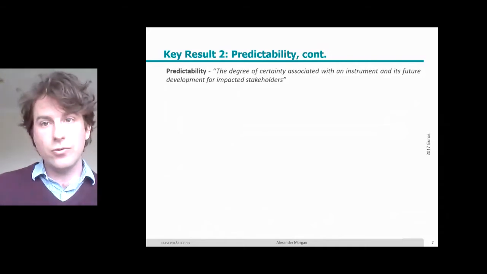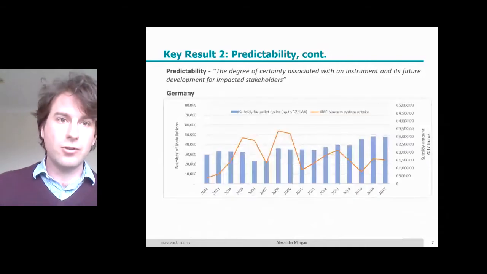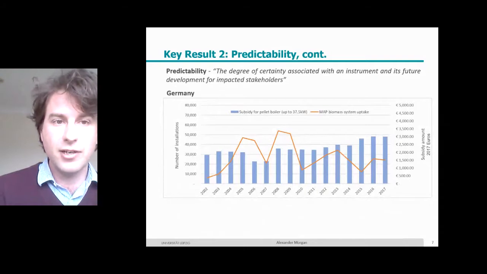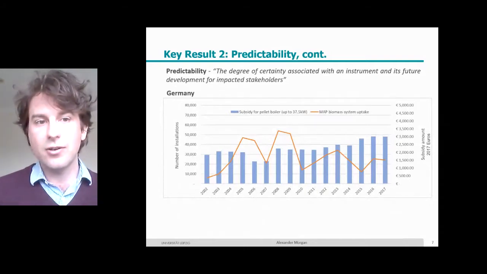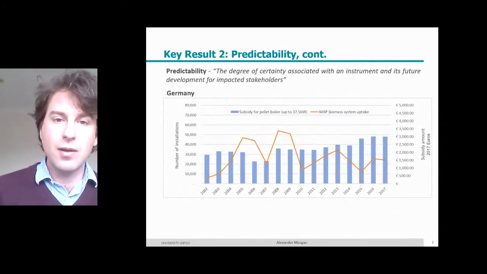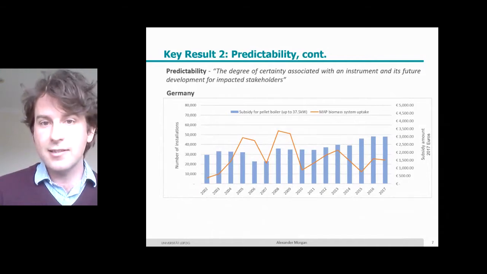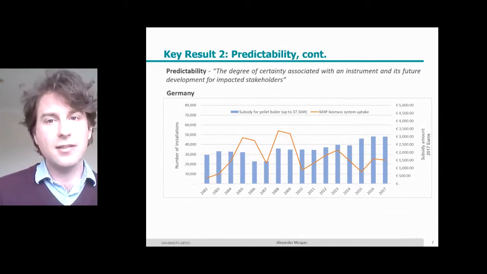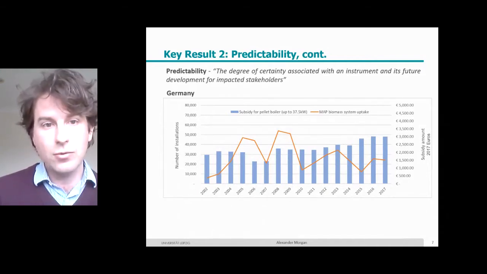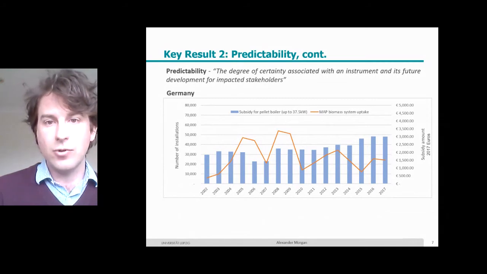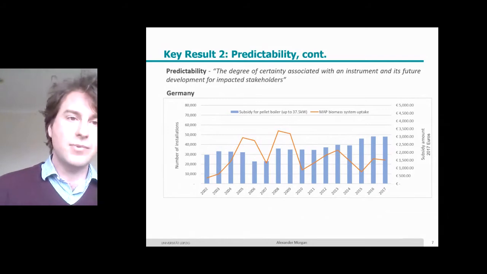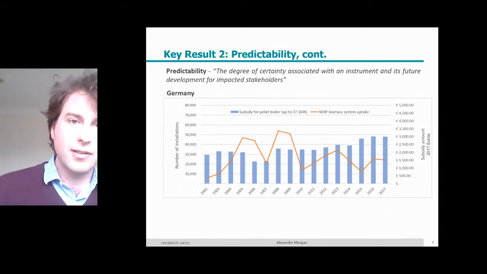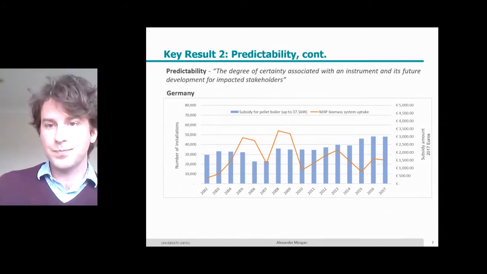Moving on now to Germany. So Germany also struggled to maintain predictability. I have a similar graph here to the previous slide. So we have time indicated on the x-axis. The columns here indicate the upfront subsidy payable for a biomass boiler in 2017 euros. And the orange indicates the uptake of biomass boilers under the market incentive program.